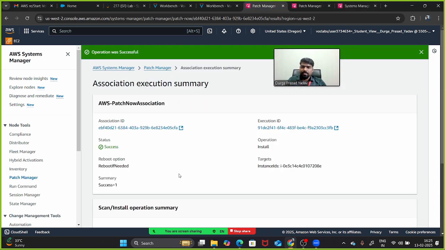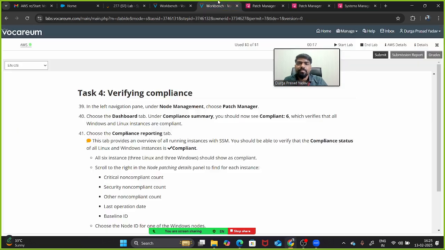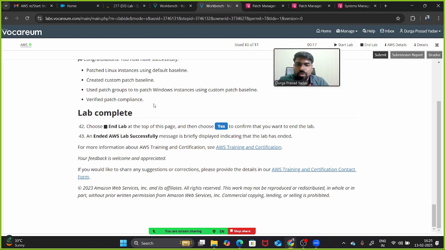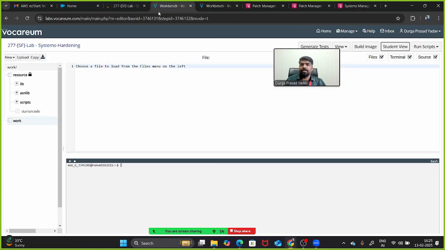Okay, done, guys. One lab I'll show you with real-time problems. I'll show you one day. But for that, we need our own account. Here, the security issues will be coming. So I'll try to show you the Systems Manager lab once again in another AWS account. Should I submit, sir? Yeah, we can submit it now.